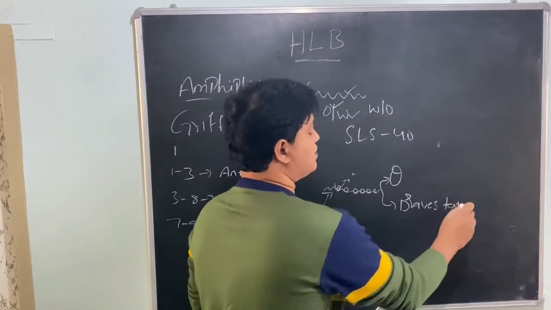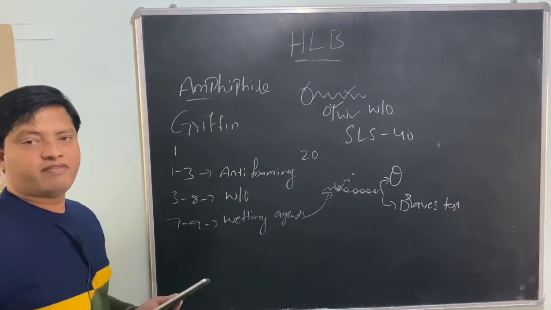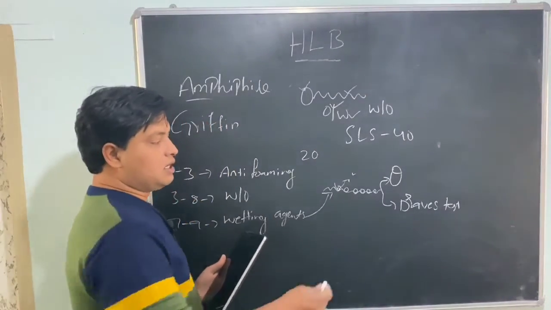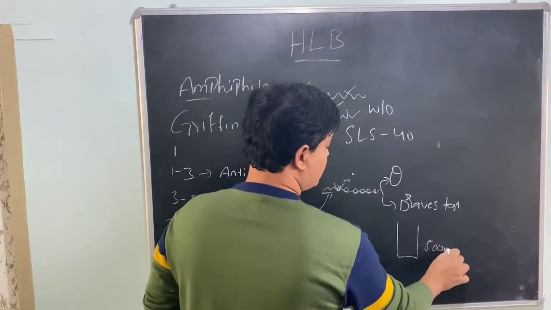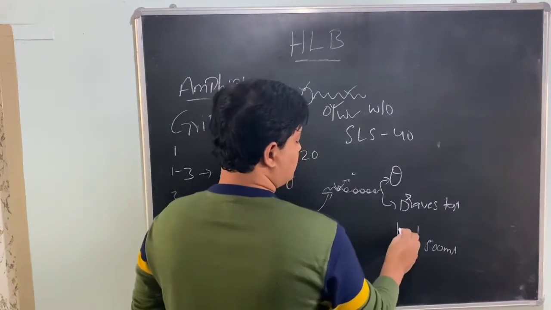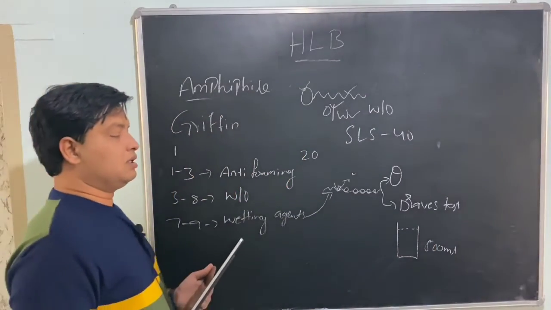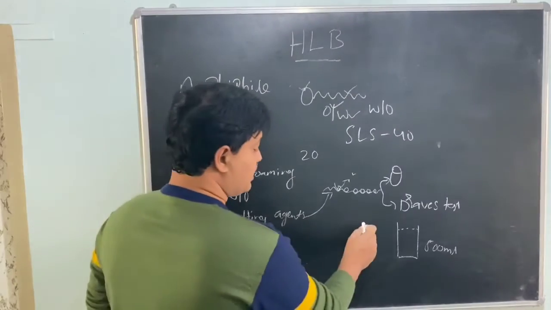Draves test. What is the Draves test? These are the two things by which you can measure the efficacy of contact angle, the efficacy of wetting. Draves test: take a beaker of 500 ml and fill it with wetting agent, some concentration of your wetting agents.